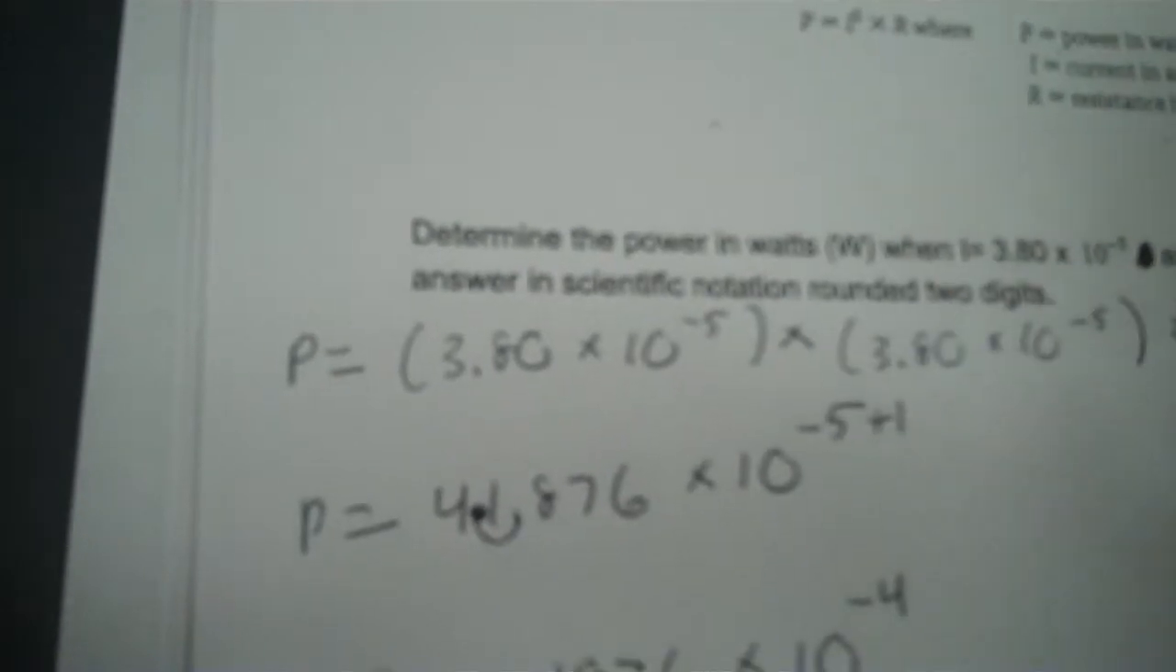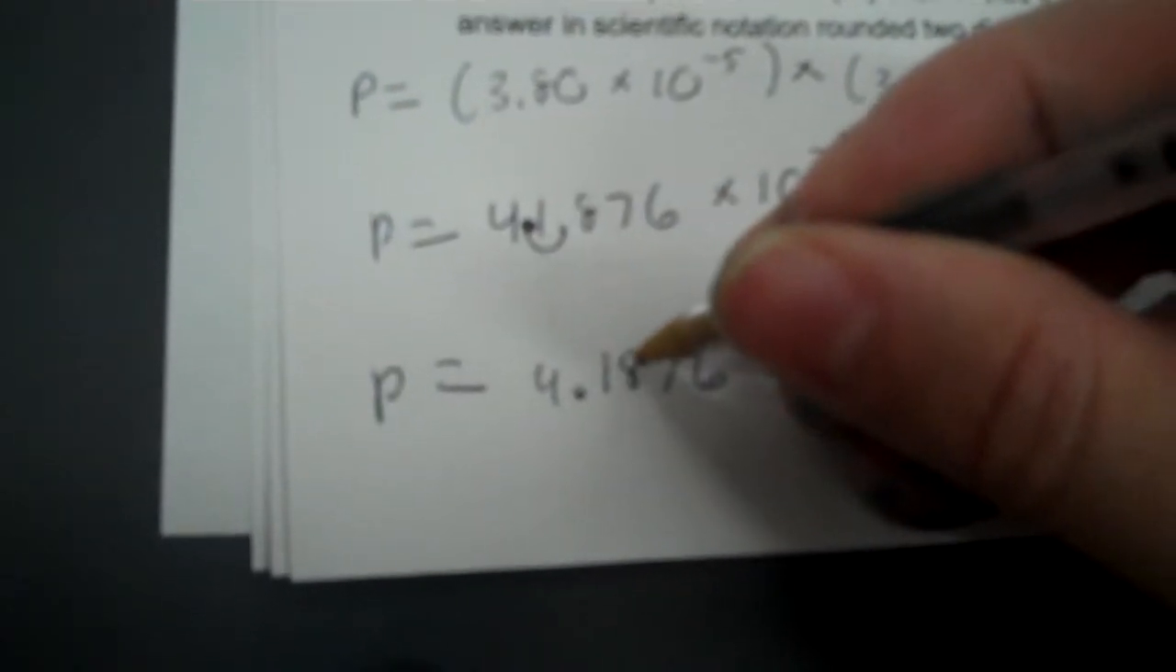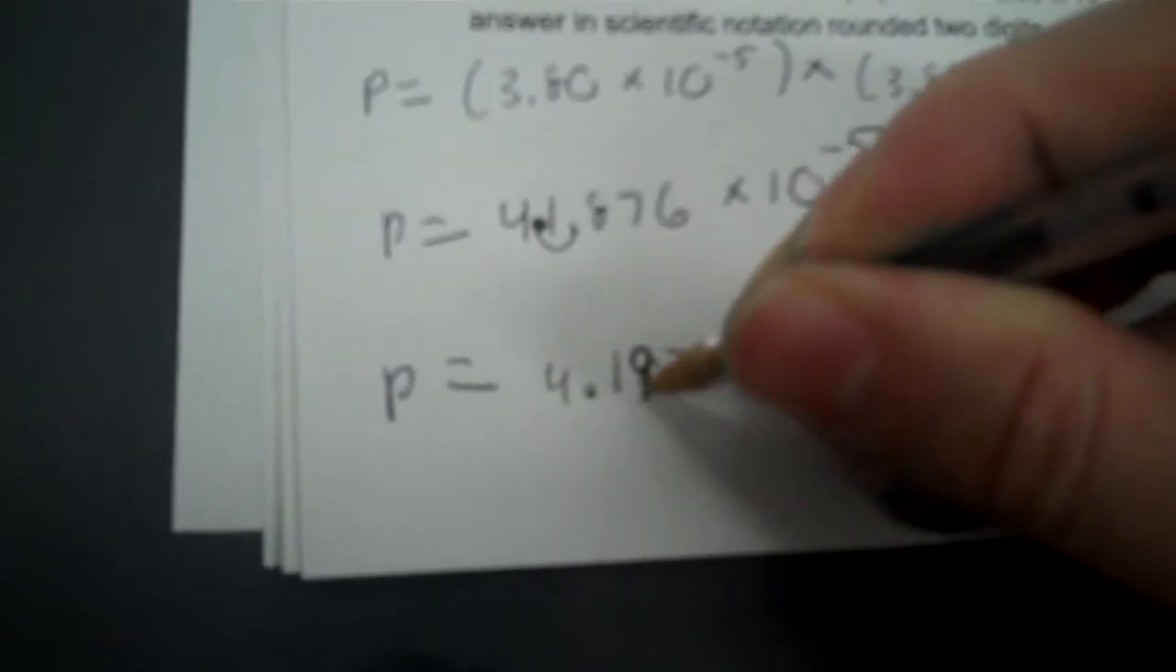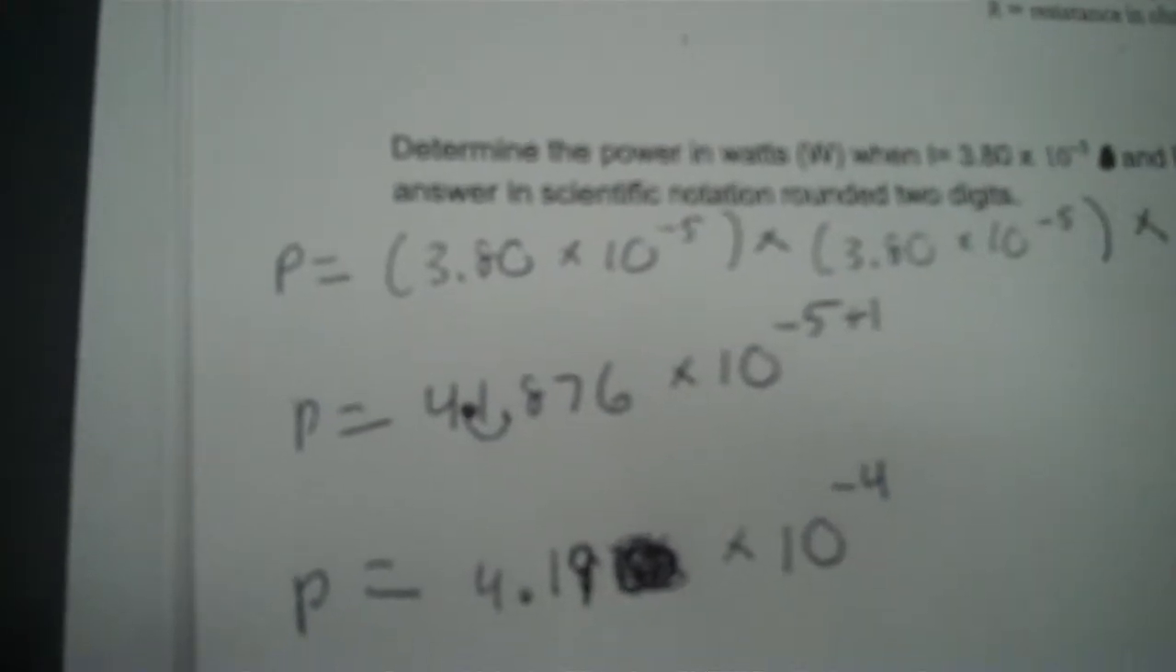Now they want it rounded 2 digits, so I just need the 0.18. I'm going to make my 18 into a 19 because there's a 7 after it. They just want 2 digits, so that would become 19, and we can drop the 76 off there, because they want it rounded 2 digits. So pay attention to how many digits they want after the decimal. Okay, next problem.